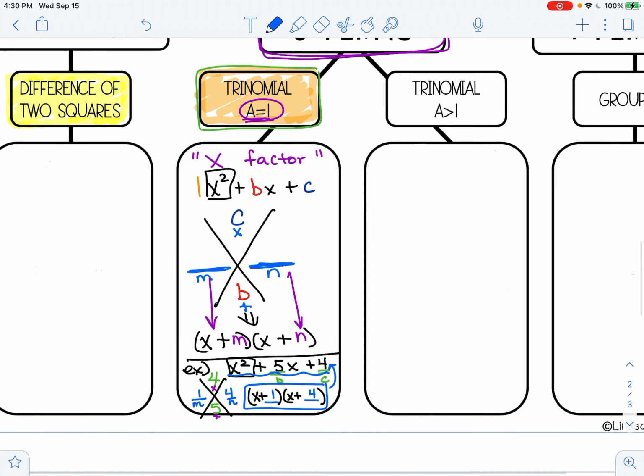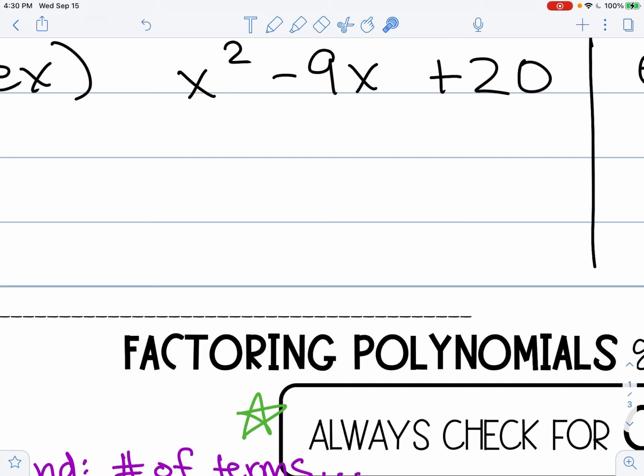So our x factor, here we go. First things first, we need to double check that we've got 1, 2, 3 terms here. We know it's a trinomial. And if we look here, the value in front of the x squared is 1. So we're going to use that x factor. So here's my big X. I'm going to put the value of c on the top and the value of b on the bottom.